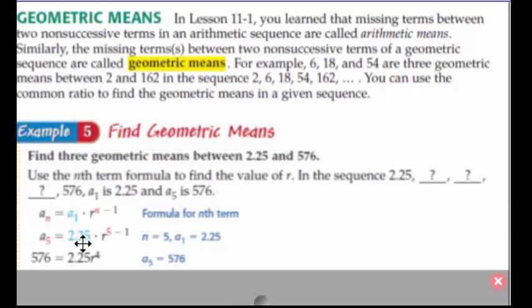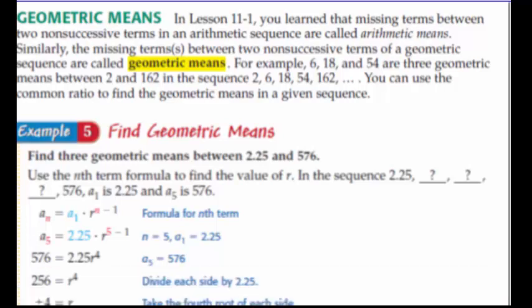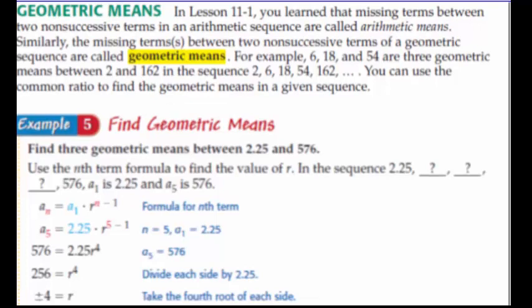We know the first term is 2.25. We know the fifth term is 576, so we plug in the 5 there for n, and we know that a sub 5 is 576. So now we need to divide both sides by 2.25. Divide everything by 2.25, and we get 256 equals r to the fourth.